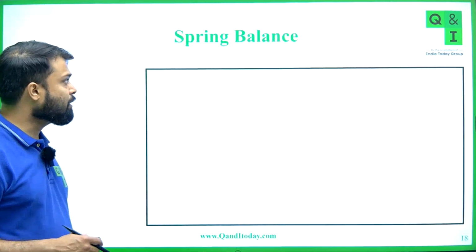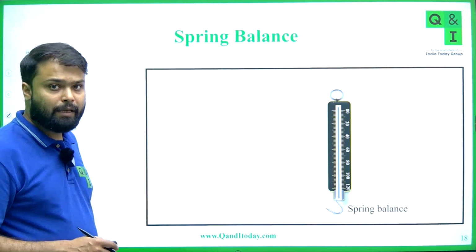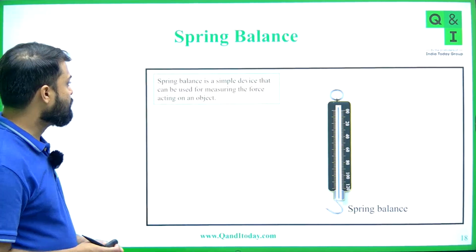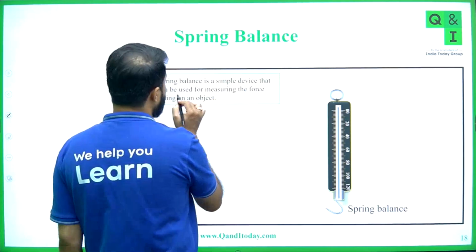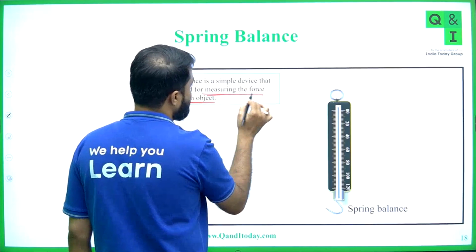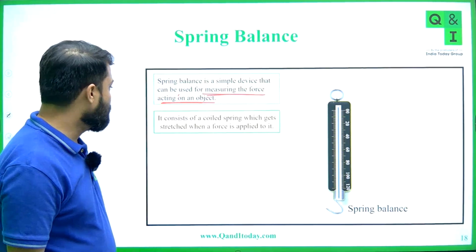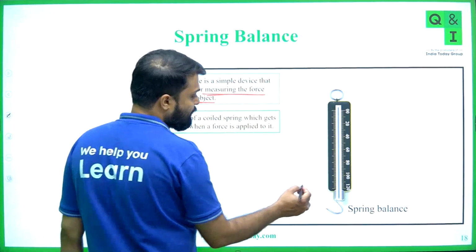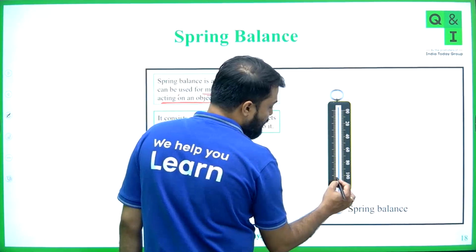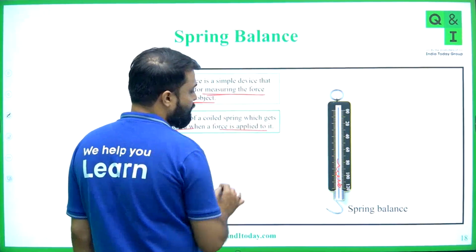Now we'll see something about the spring balance. What is a spring balance? So this is a spring balance, you can see here. A spring balance is a simple device that can be used for measuring the force acting on an object. It consists of a coiled spring inside, which gets stretched when a force is applied to it.